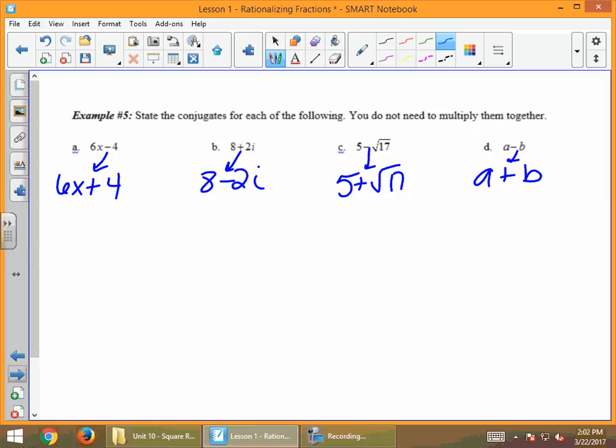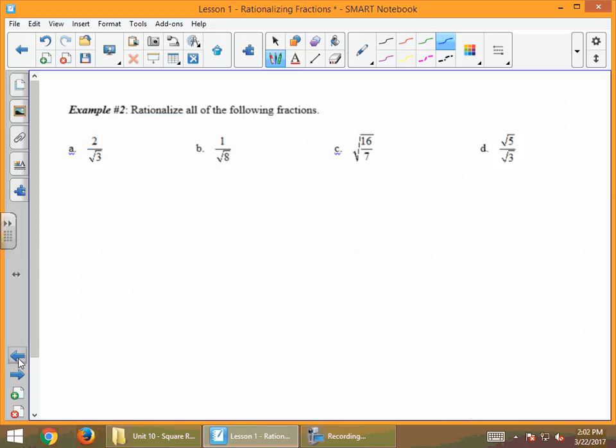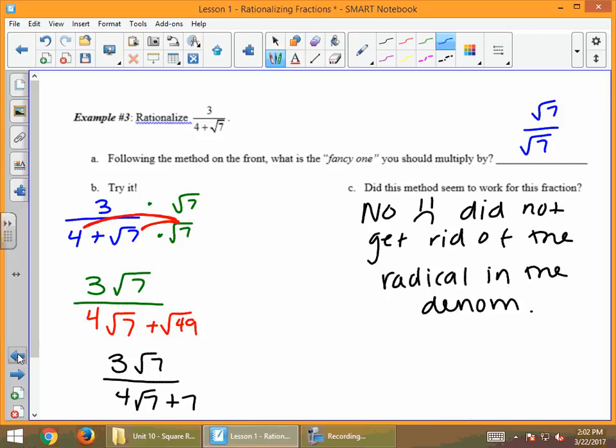I'm going to recap. What we did on Monday, you just had a regular old radical, like that. You just multiply the top and bottom by radical 3. Right? What we did today, we are adding or subtracting a radical, you multiply by the conjugate. Right? Simplify it that way. Questions over that?